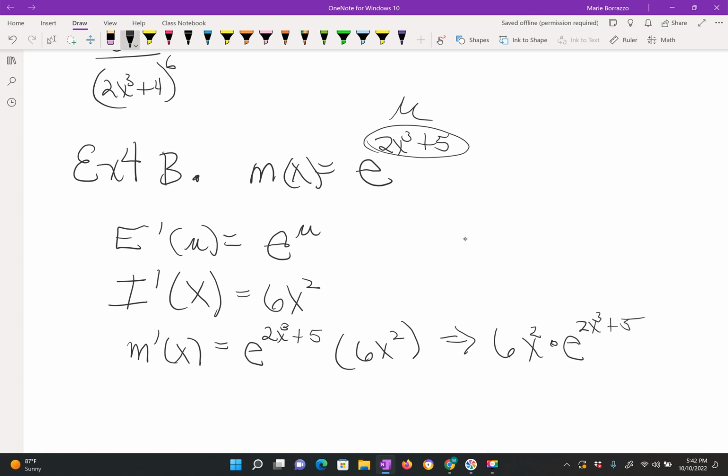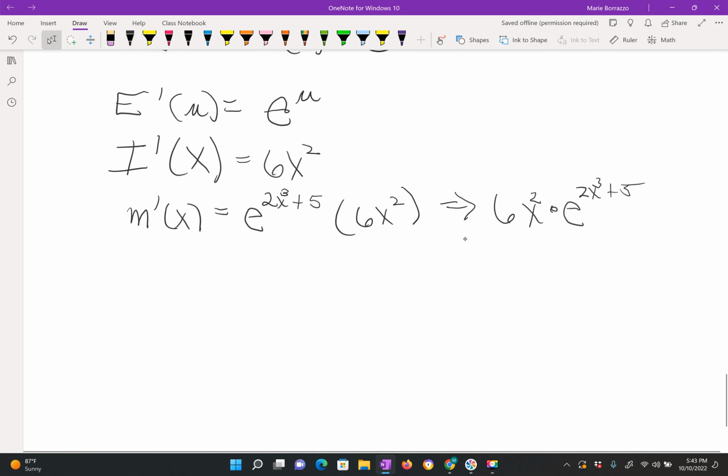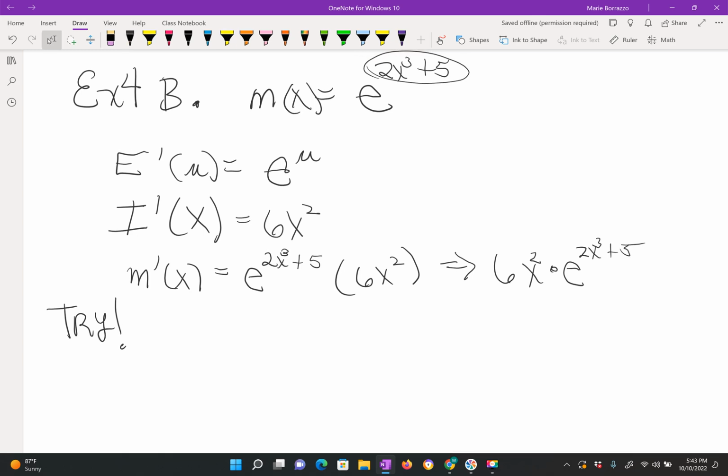Do you want to try one? Let's try one before we go forward. So this is your try, and I'll leave that there for you to take a look at. So that's your original question. We're going to do m of x is equal to, I'm sorry, e raised to the 3 x to the 4th plus 6.